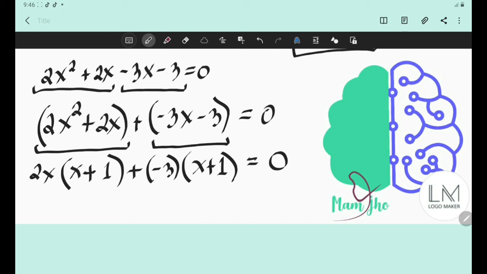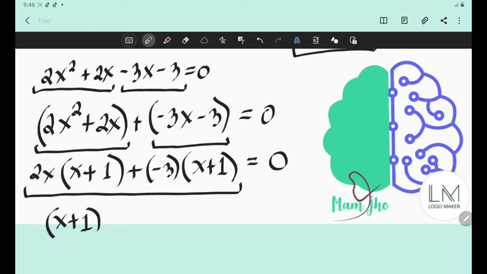Okay. So, ngayon, ano yung common sa dalawang group na yan? Fa-factor out din natin. Since nakikita natin, common sa kanila ay si x plus 1. So, ibig sabihin, isa na siya sa factor. Then, we have 2x plus negative 3. Ano ang maiiwan? Kapag na-factor out si x plus 1, we will have 2x and negative 3. So, it will become negative 3.